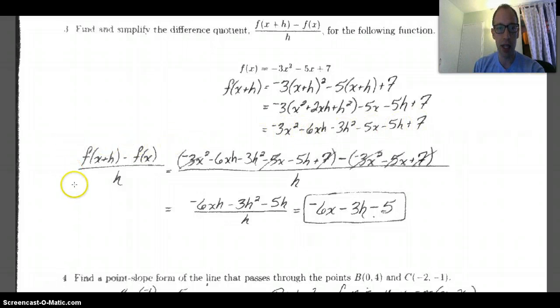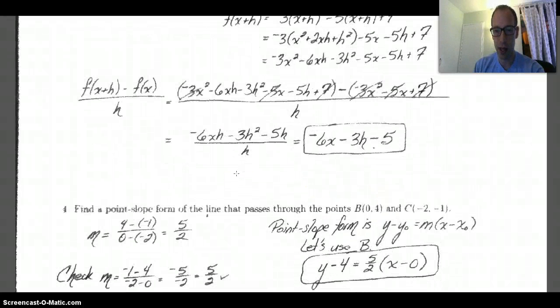Now I'm rewriting the entire thing that I'm trying to find. So this is my entire f of x plus h minus that original f of x all over h. Then I'm simplifying, combining like terms, and I get down to this right here, negative 6x minus 3h minus 5.